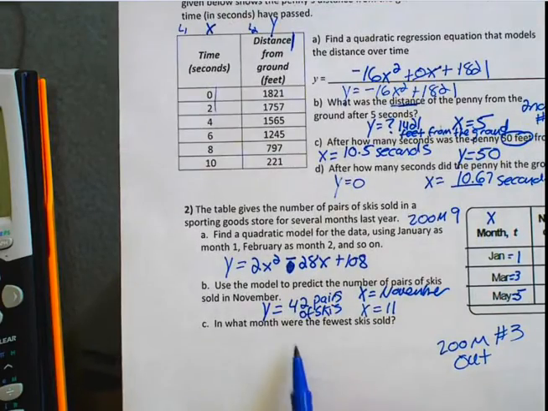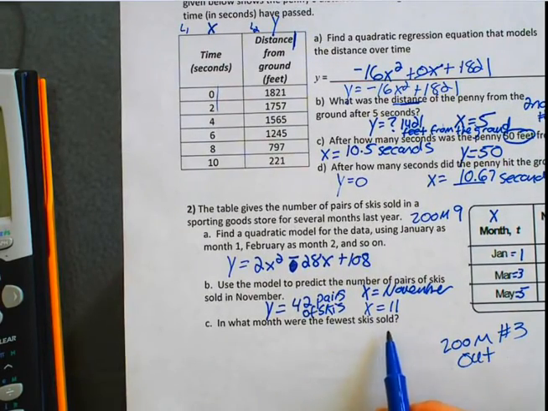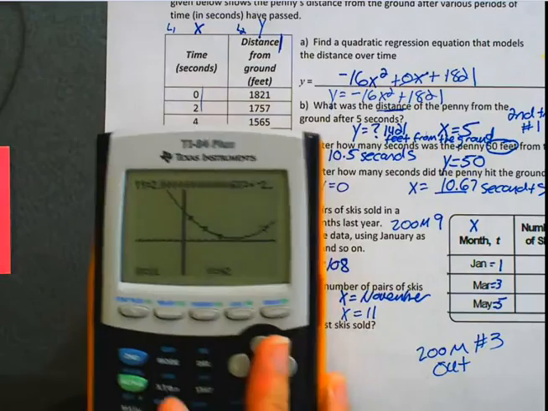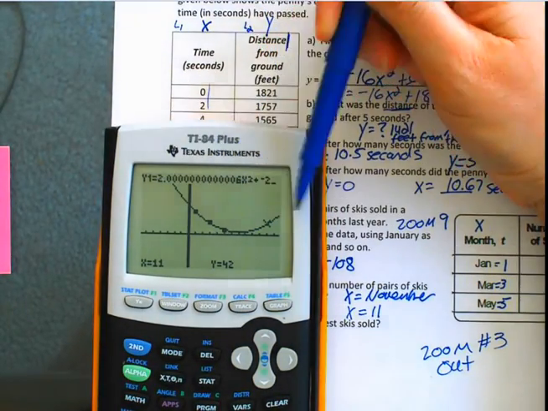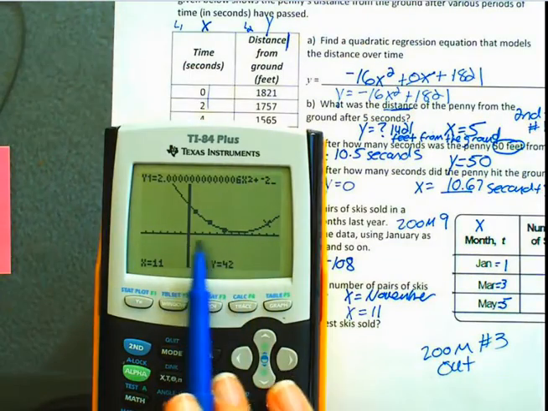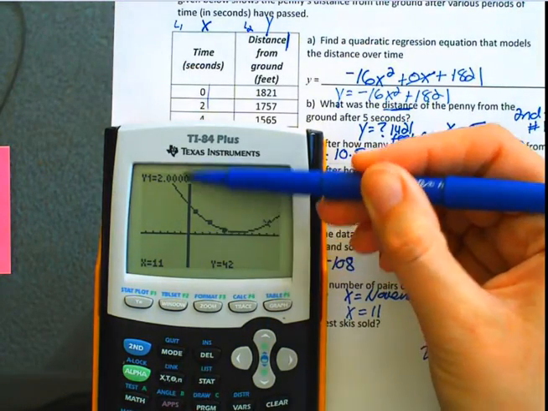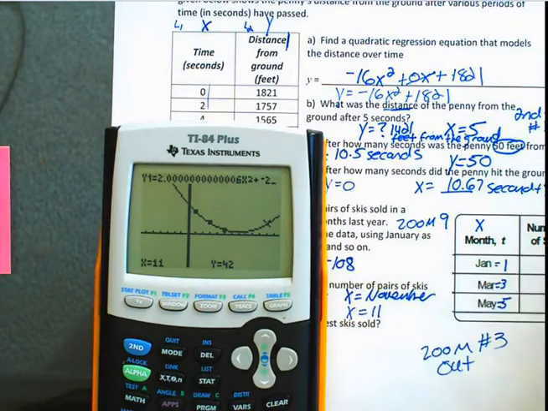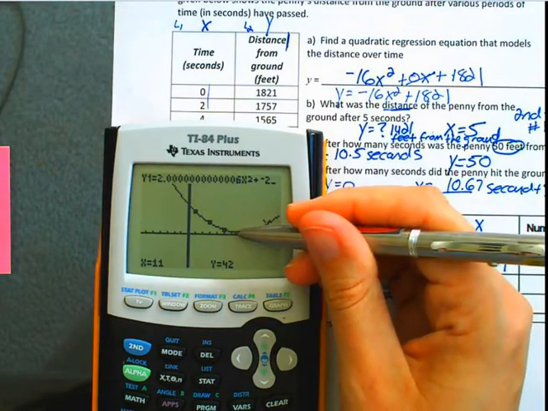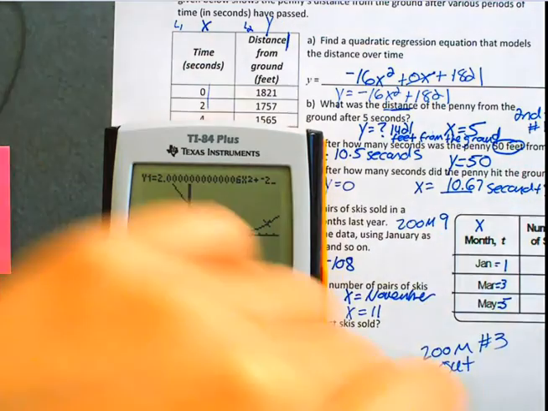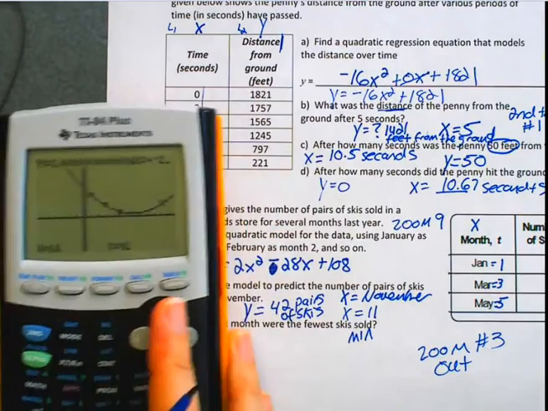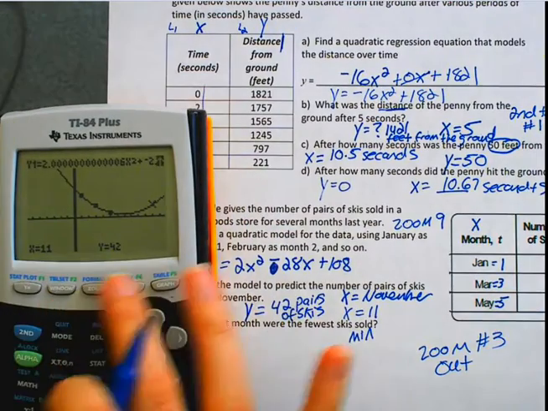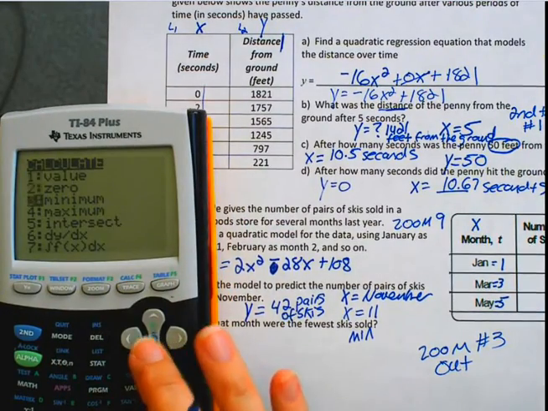Alright, let's take a look. In what month were the fewest skis sold? If you look at this parabola, x is going to be our number of months, and y is going to be the number of skis sold. The fewest skis is going to be this point right here, and we know that is the minimum. Everything is in our calc menu, so second trace, we're going to do minimum.